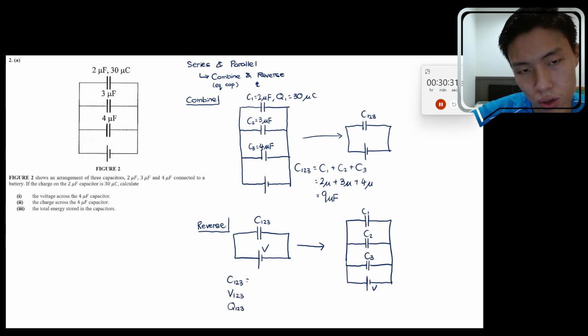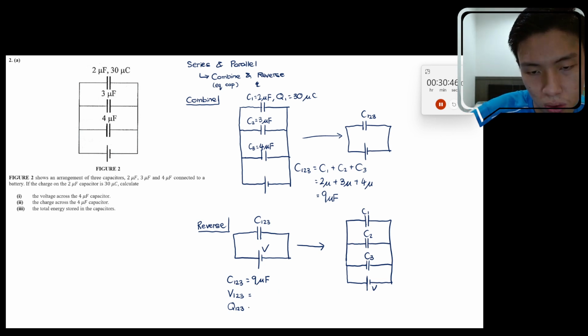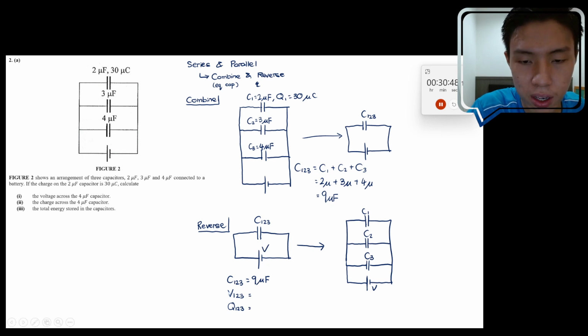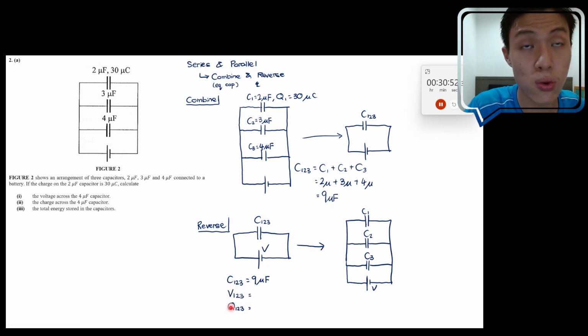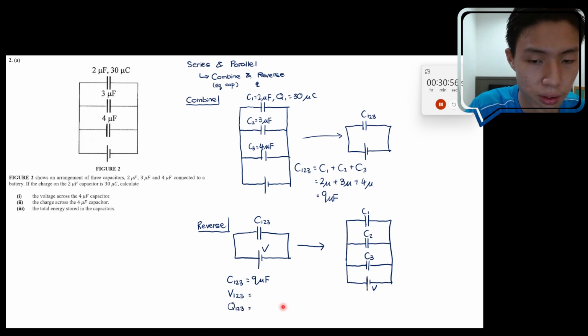Okay, C123, we know that is 9 microfarad. V123, we are not sure about it because they didn't let us know what voltage the battery is, so we don't have V123. So let's continue to Q123. If you don't have V123, technically that means you cannot find Q123, because you can obtain it using Q is equal to CV, but there's no V, so you cannot find Q. But never mind, let's move on to the next diagram.